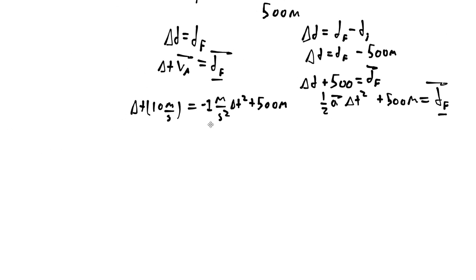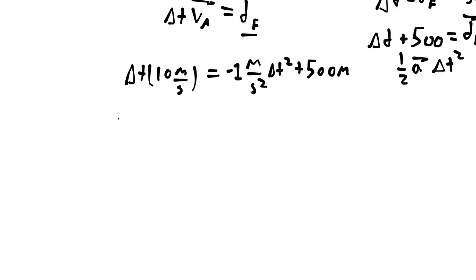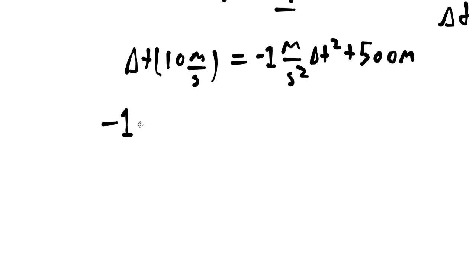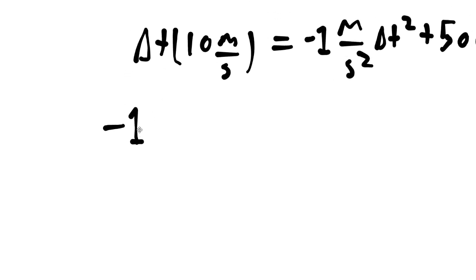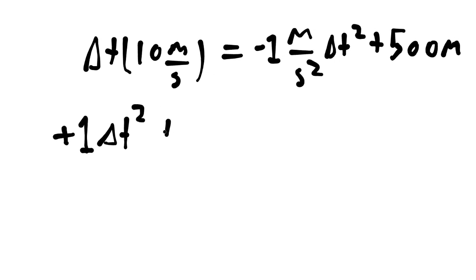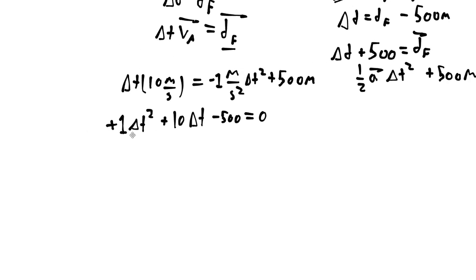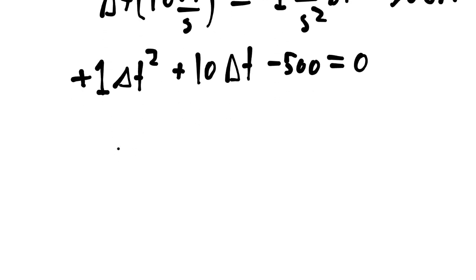Okay, and then you just rearrange. So you're going to put everything to one side. And then I'm going to take away all these units right now, just to make things easier. So this becomes positive when you move it to the other side, and then plus delta t, 10 delta t minus 500 equals 0. And then again, you just solve for time now, so you just use quadratic formula.